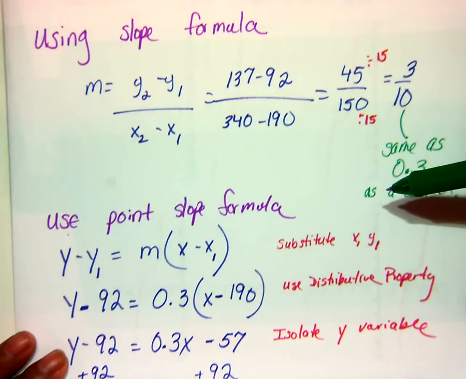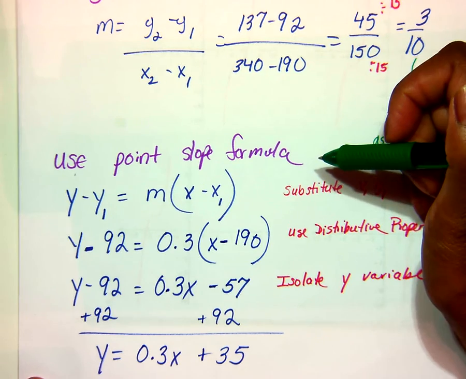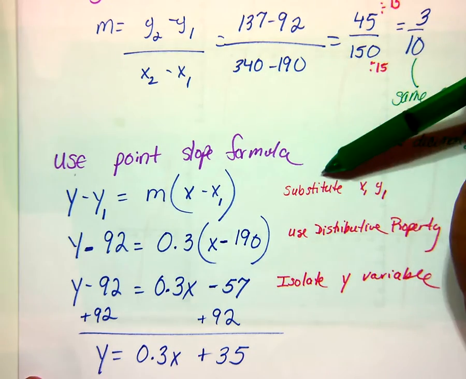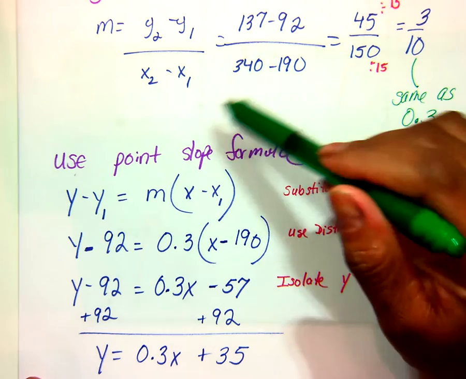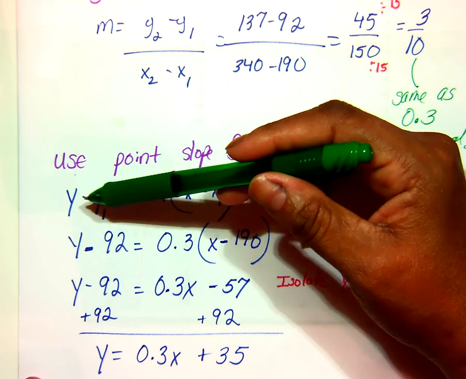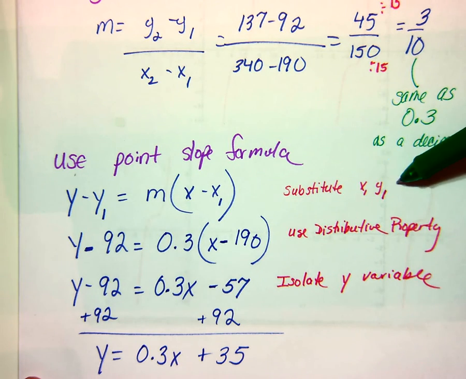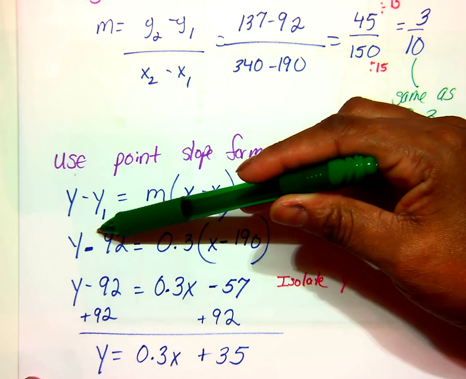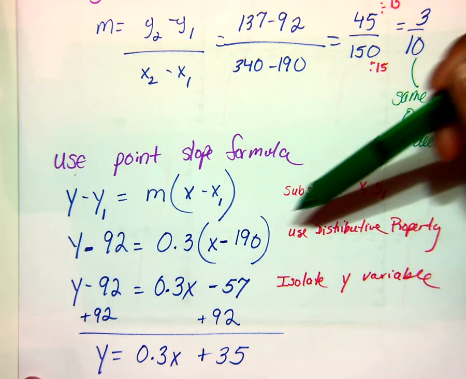Now that we got the slope out of the way, now we're going to use the point slope formula. So substitute your slope, which is your m, which is 0.3. And we're going to substitute that first point, which was 190 and 92. So, right here is the formula itself. Now we're going to substitute x1 and y1. Here we are right here with the 92, the 0.3, and the x1.